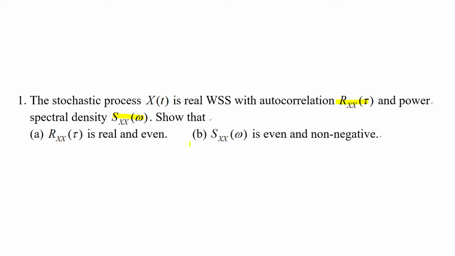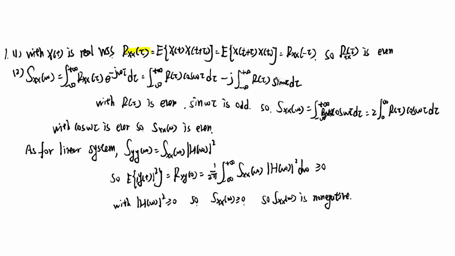Based on the definition of the autocorrelation of X(t), Rxx(tau) is equal to this: Rxx(tau) equals E[X(t) multiplied by X(t plus tau)]. And we know that X(t) is real WSS, and of course X(t plus tau) is also real. So in general, Rxx(tau) is real.